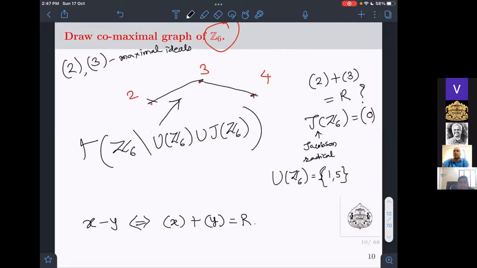The same situation is here also. If you look at the set of units, we know that any two vertices from U of Z6 are adjacent. So just throw them out because that will give me a complete graph. And if I look at any two elements from the Jacobson radical, they are not adjacent to each other. That will form an independent set. So this is a complete graph, right? Any two vertices are adjacent, whereas this is independent. No two vertices are adjacent.